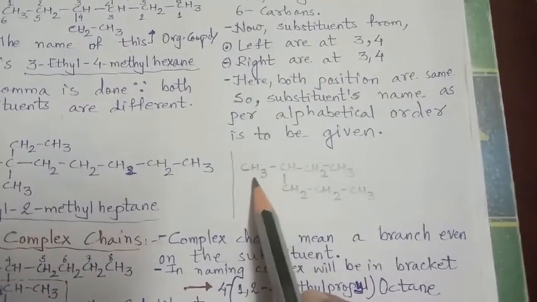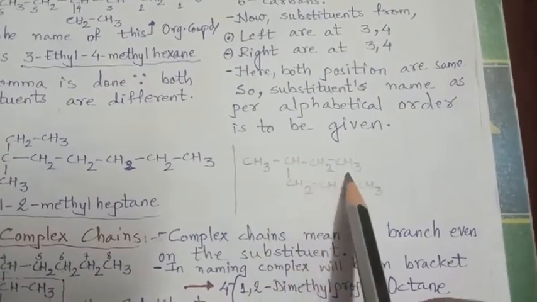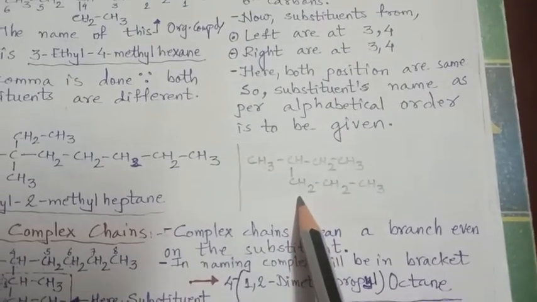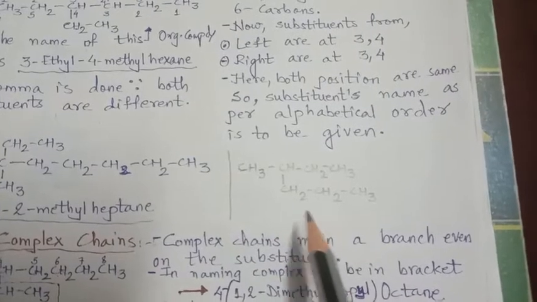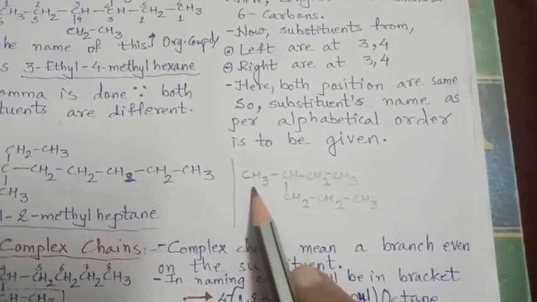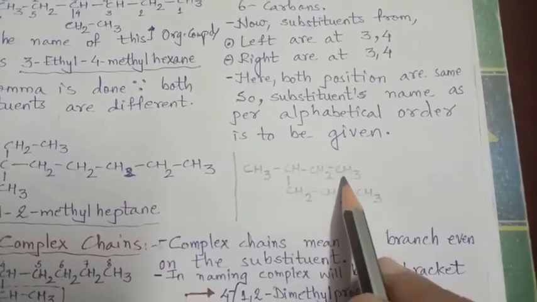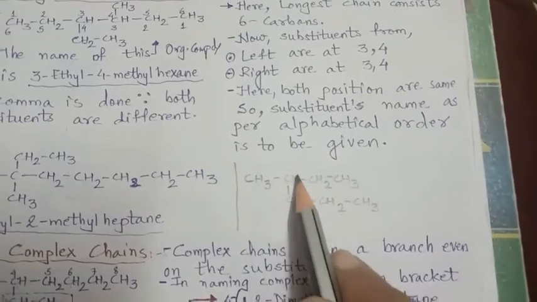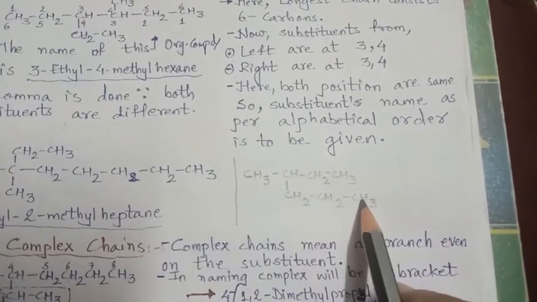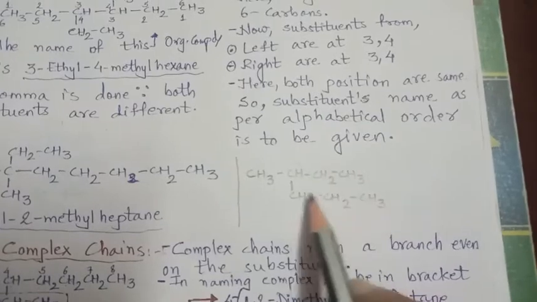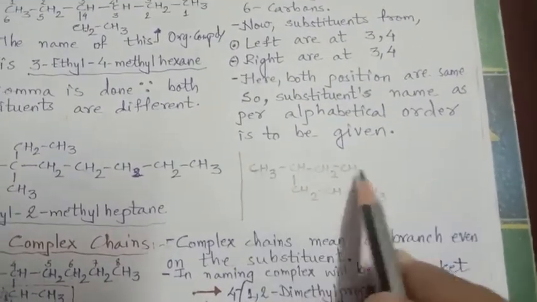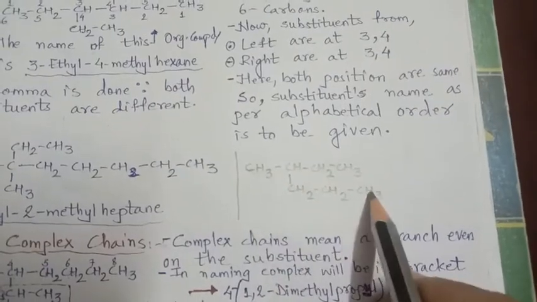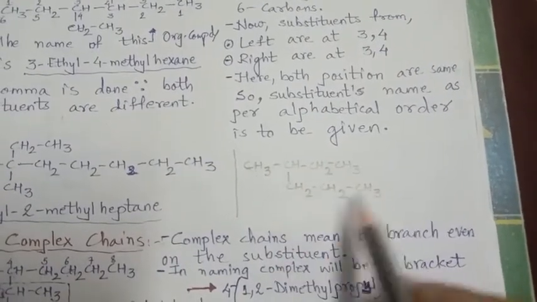So here you see CH3, CH, CH2, CH3, CH2, CH2, CH3. Now let us consider the longest chain first. If we go for a straight chain, 1, 2, 3, 4 carbon; 1, 2, 3, 4, 5; and here it is 1, 2, 3, 4, 5, 6. So three possibilities are there: 4 carbon, 5 carbon and 6 carbon.